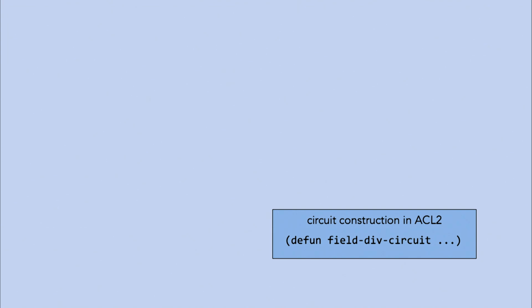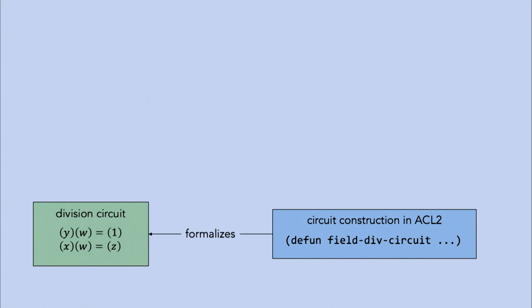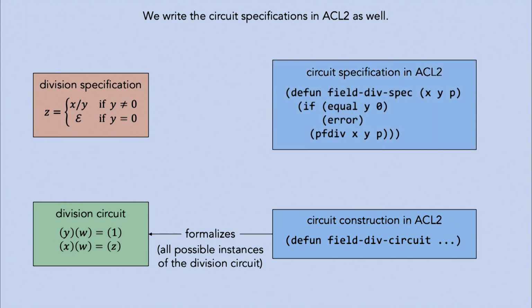So let's look in more detail at what the theorem looks like. Here we have this field-div-circuit function in the theorem prover, which formalizes our division circuit. In fact, it formalizes all possible instances of the circuit for all possible variables. There's also a specification, right, that comes into play. So we write that one in the theorem prover as well. The theorem prover is very good at writing specifications. So we write a function for this called field-div-spec, which takes the three parameters x, y, and p. That's the prime of the field, which must be explicit. And it says, if y is 0, then return an error. Otherwise, do prime field division of x by y, exactly like the red box says. So this formalizes the specification. So now we are ready to prove things about these two functions, the spec and the circuit, because they are both formally defined in the theorem prover.